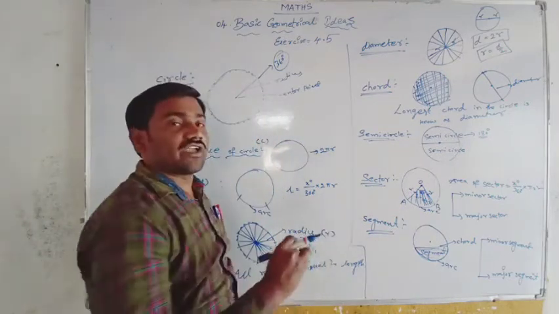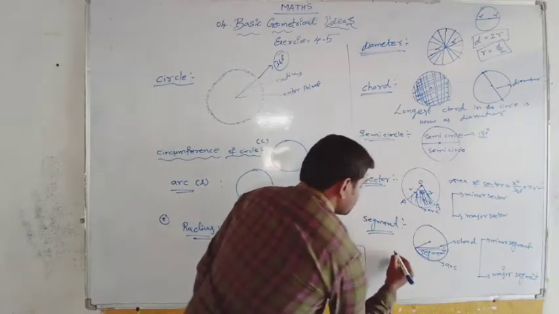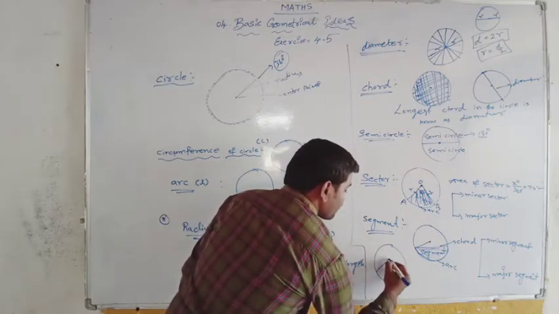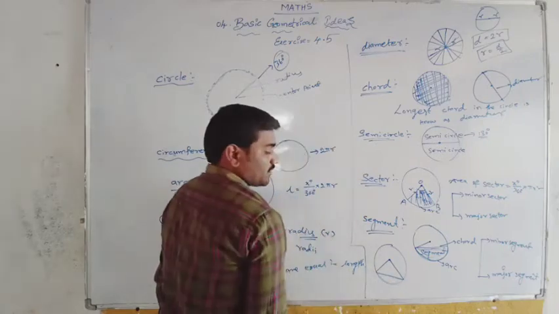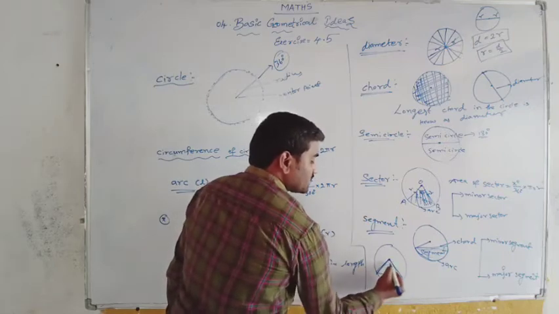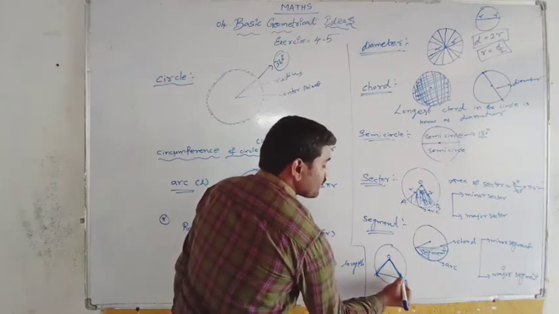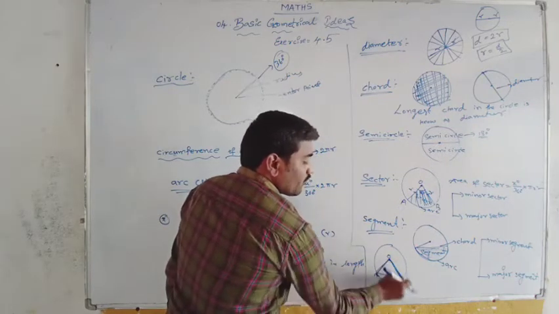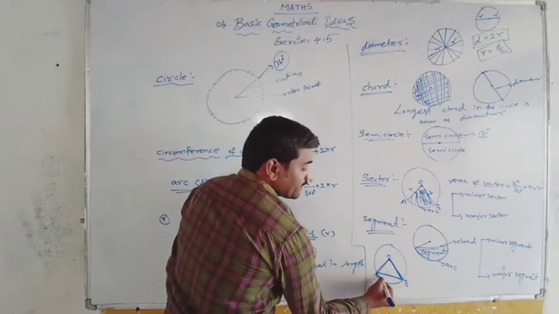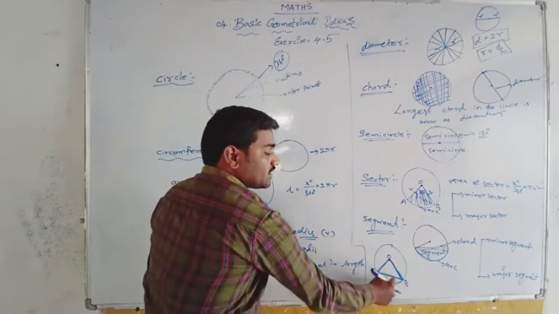The area of a segment can also be found; there is a formula for it. Suppose here is the center point O, and here is a sector AOB complete. You can see that here is a segment. So in this there is a sector and a segment.